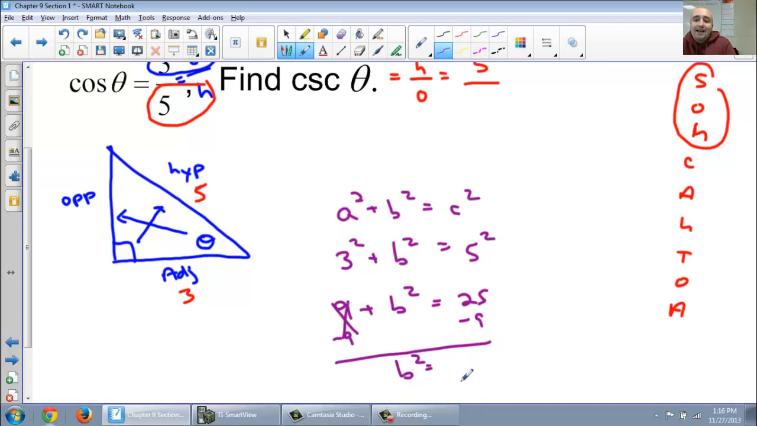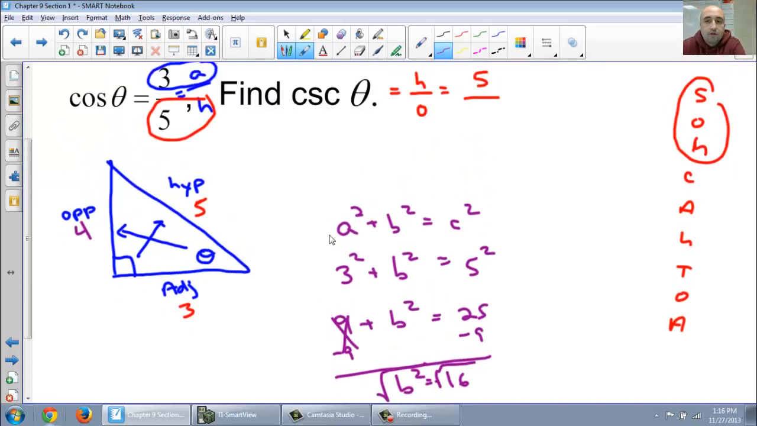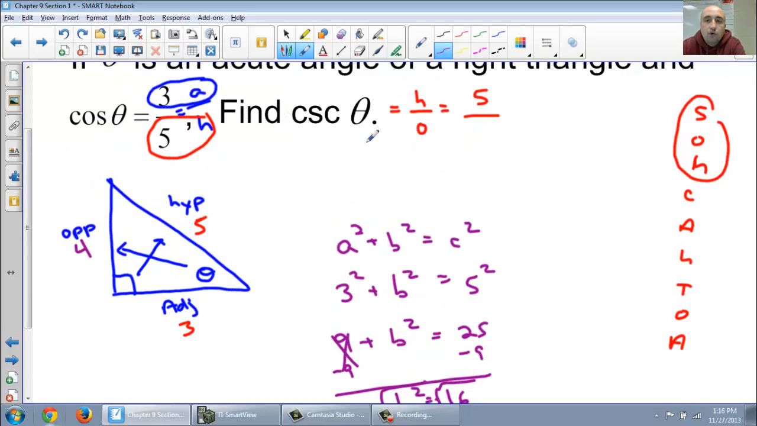25 take away 9 is 16. Square root both sides. B is equal to the square root of 16, which is 4. So my side opposite is 4. Now, where does that go? Well, we're looking for cosecant still, and the bottom is opposite. So we just figured out that our opposite was 4, so our cosecant is 5 over 4.